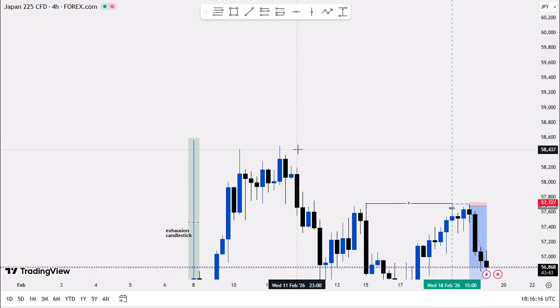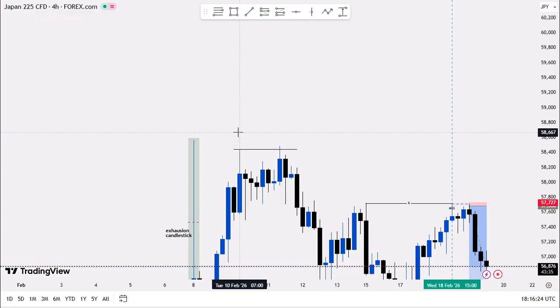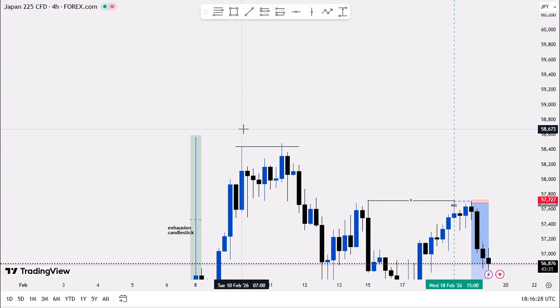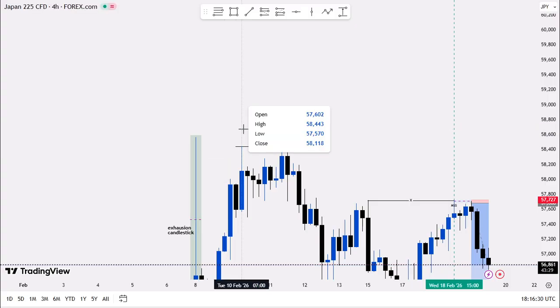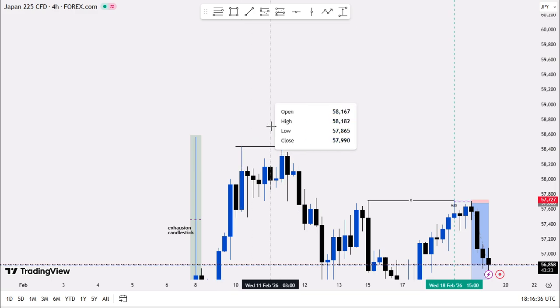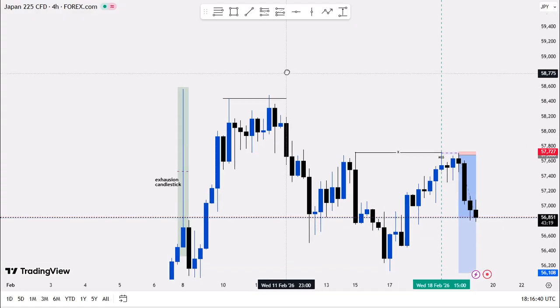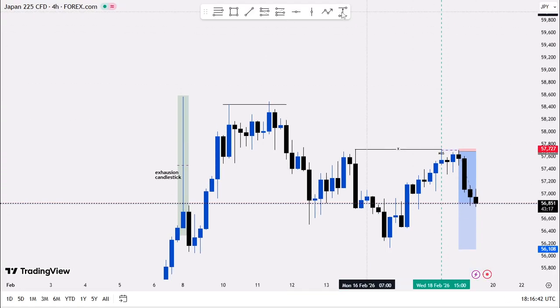So you can see price actually took out this high, just like the way I was explaining. You can see price took out this high, right? Because the high of this candle was 58443, right? 58443. Why is this one 844? You can see this one took out that high. So as I said, you might see something like this.